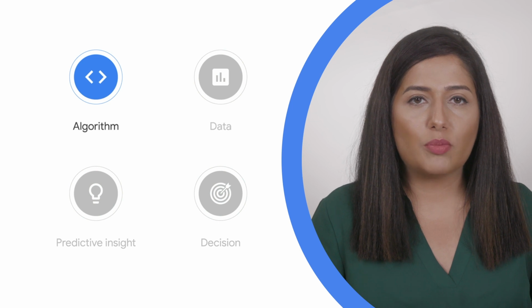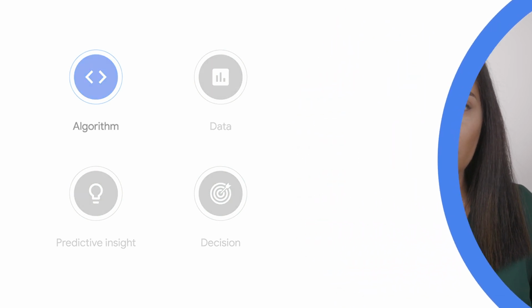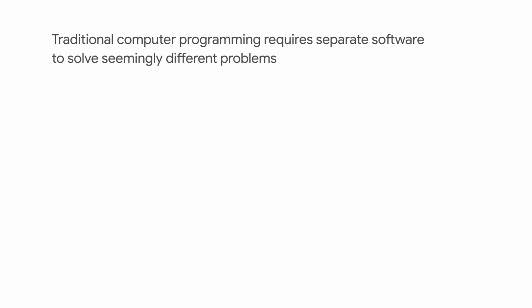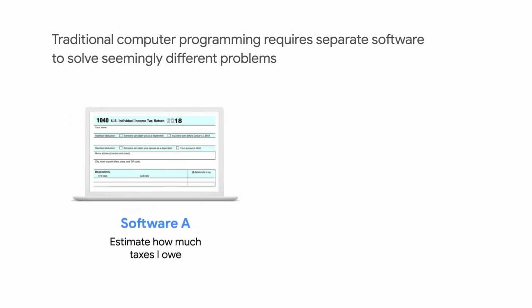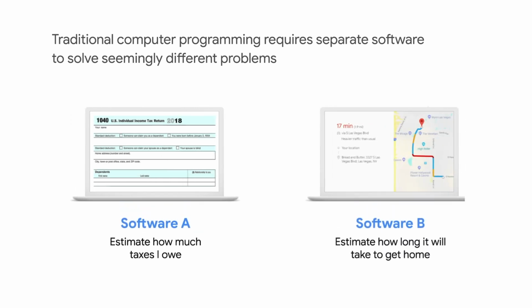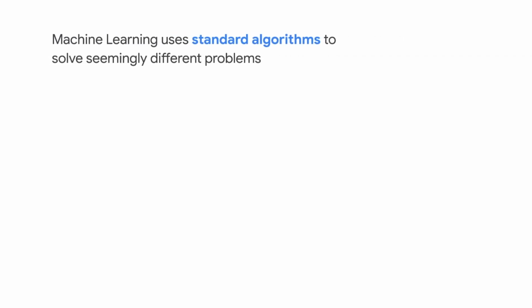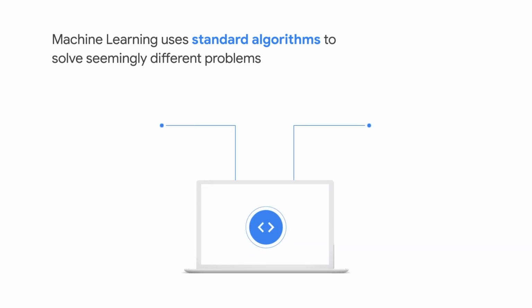What do I mean when I say machine learning uses standard algorithms? Normally, when we think of computers, we think of programs that do different things. For example, the software that you use to file your taxes is very different from the software that you use for directions to get home. Machine learning is very different. You use the same software or the same set of functions to solve seemingly different problems. In this case, you'd use the same algorithm to estimate the taxes you owe or to estimate the time it will take you to get home.